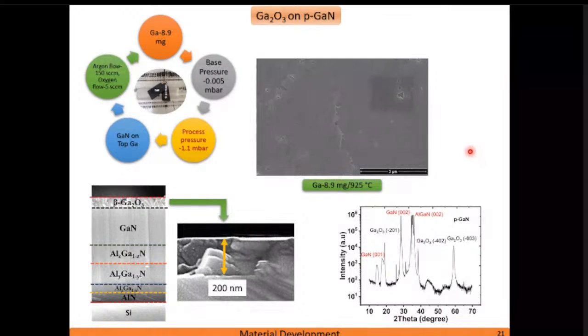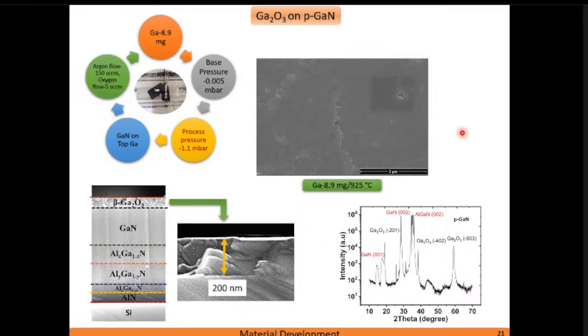Now once again we tried to deposit this gallium oxide on p-type gallium nitride, because to realize a p-n junction we need a p-type substrate material. Earlier it was n-type gallium nitride. Here also we could get good quality gallium oxide on p-type gallium nitride, as you can see from this cross-sectional FESEM as well as from this XRD.